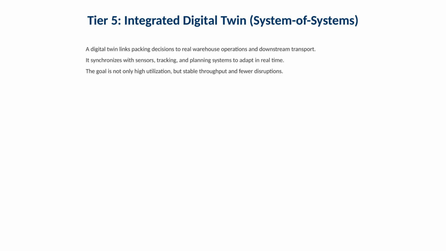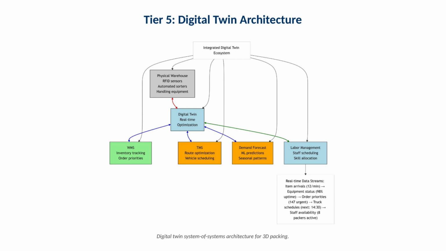This matters because packing is not a standalone decision. Real-time signals like equipment status, labor availability, and truck schedules affect which packing strategy is best at that moment. This figure shows the digital twin architecture. The twin synchronizes with systems like warehouse management, tracking, and planning tools, and uses those signals to update packing policies.